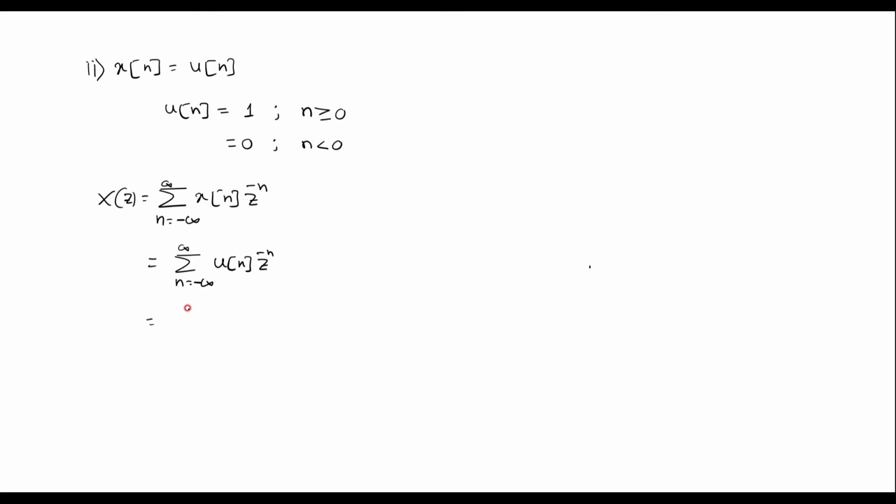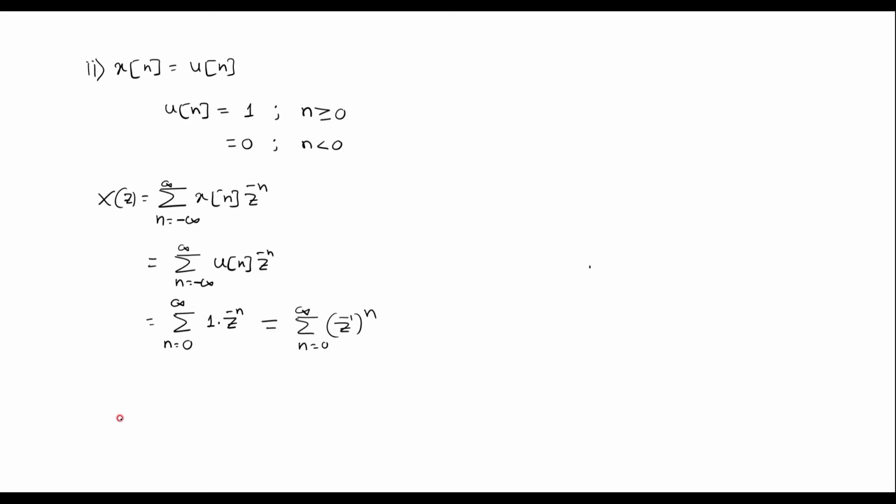So this can be represented as, we know u of n exists only for n greater than or equal to 0. Therefore, the summation begins from n equal to 0 to infinity. Its value is 1 times z power minus n, that is, u of n value is 1 for n greater than or equal to 0. This can be further simplified as summation n is equal to 0 to infinity, I can represent it as z inverse raised to n.